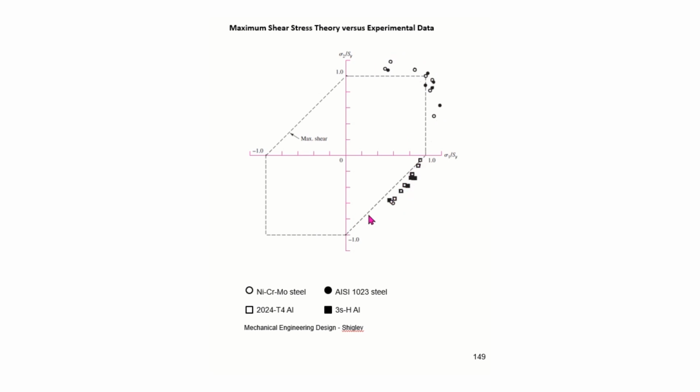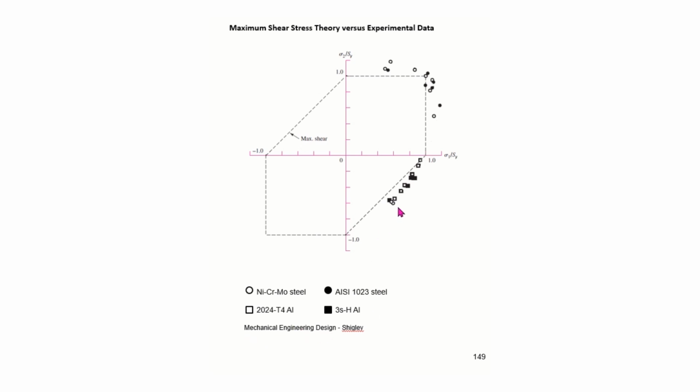Down in this region here, we are also conservative because this line is also on the inside of these failed points here. And you can see the difference in these points. The open circles are nickel, chromium, molybdenum, steel. The open square boxes are 2024 T4 aluminum. And then AISI 1023 steel is the black circle. And 3S-H aluminum is the black box. And these data come from your textbook.